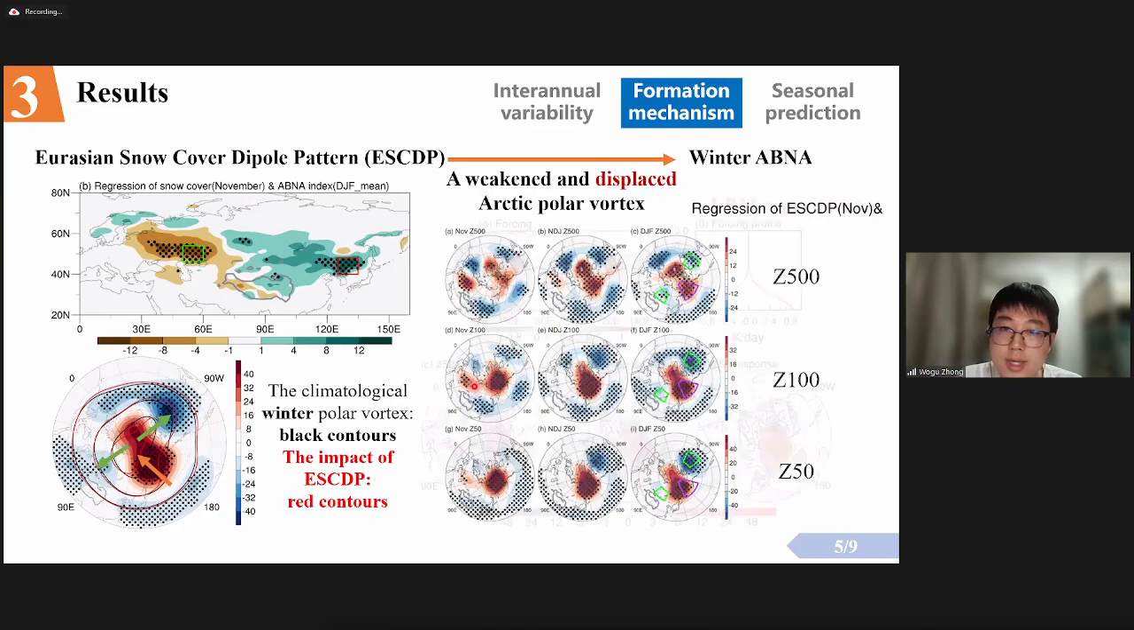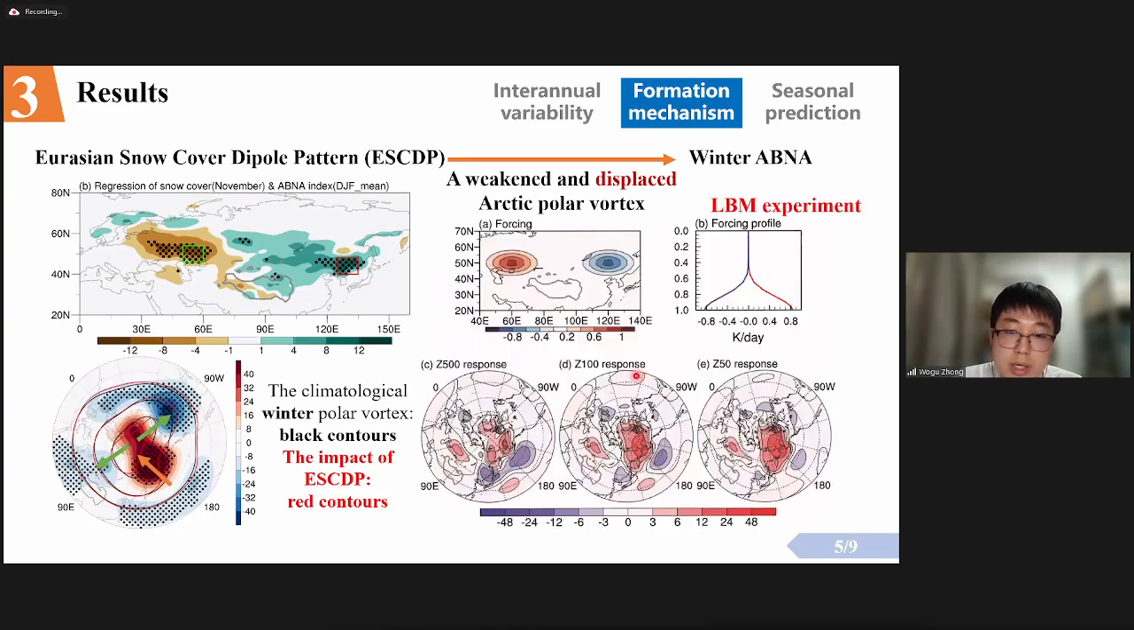We have also designed an LBM experiment by adding a cooling forcing over Northeastern Asia and a heating forcing over Europe to simulate the thermal impact of snow cover changes. We can see that an anticyclonic anomaly is clearly detected over the Bering Sea. Therefore, the ESCDP can induce a weakening and displacement of the stratospheric polar vortex.